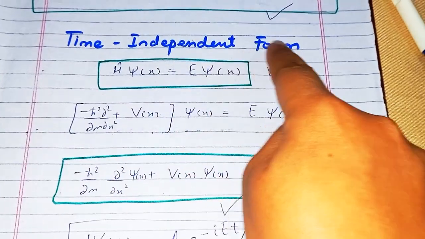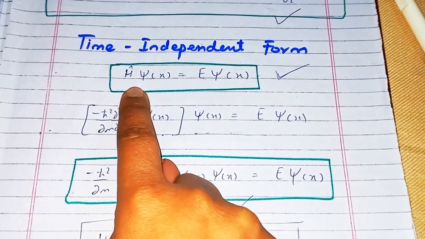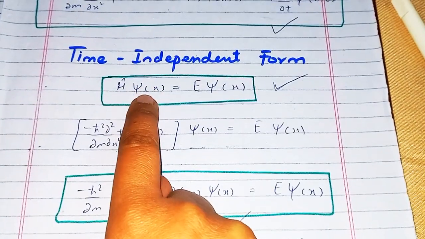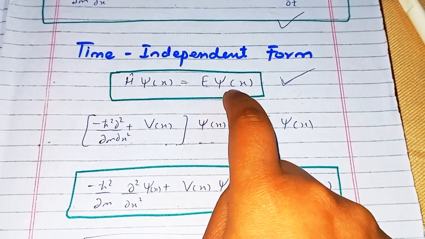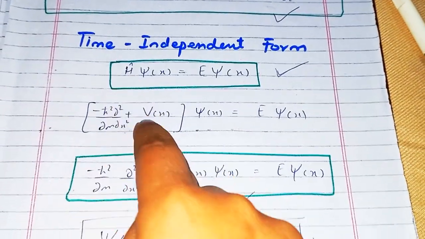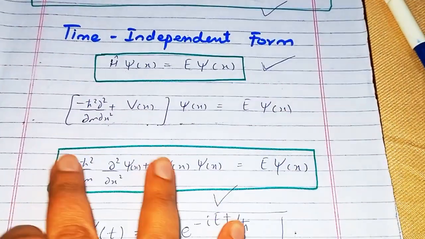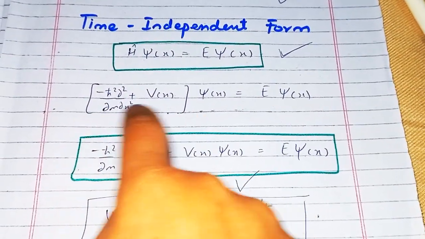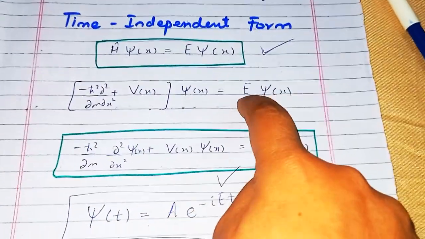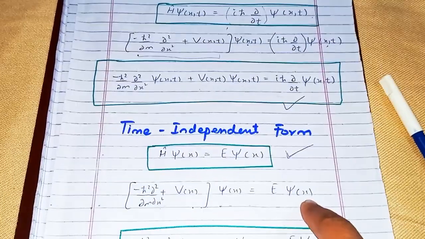Here we have time independent form. In time independent form, we use the eigenvalue equation. Here H applies on psi. It gives E into psi, where E is the eigenvalue of operator, and H is only space dependent. There is none of the time dependence factor in them. So you will simply write this thing, H psi of x equals E times psi of x. You can see the difference between time dependent form and time independent form.